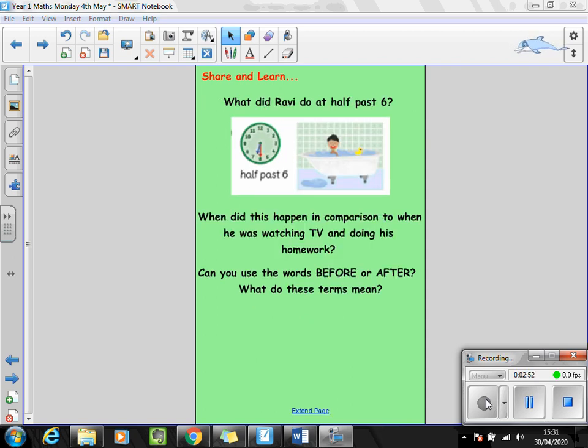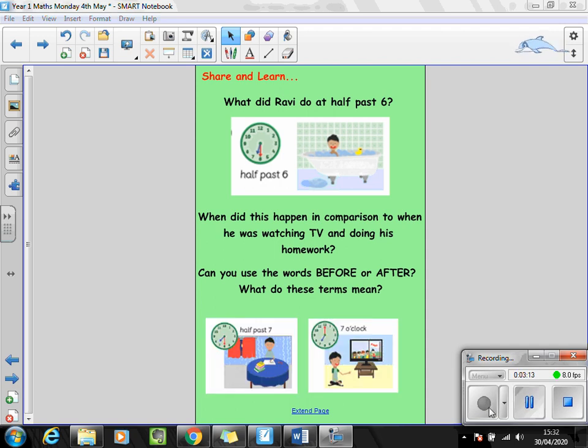Now think about, what did Ravi do at 6:30? When did this activity happen in comparison to when he was watching television and doing his homework? Can you use the words before or after? What do those words before and after mean? I've included these pictures of the activities he did to help you. Let's have a close look.